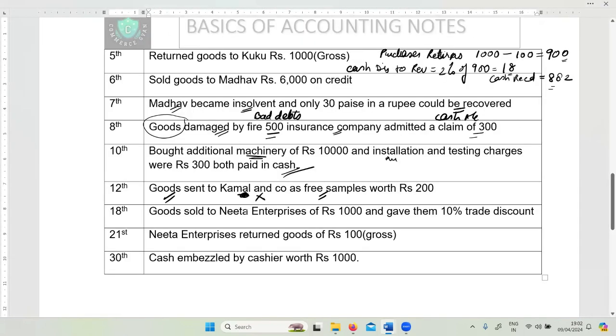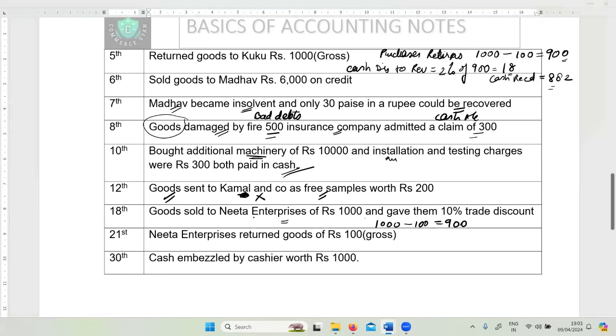Next one we have on 18th, goods sold to Nita Enterprises 1000 and gave them 10% trade discount. So this is again a simple one. We have 1000 minus trade discount of 100. So we have 900 of sales, right? Goods sold. So sales is 900 because trade discount is not separately disclosed.